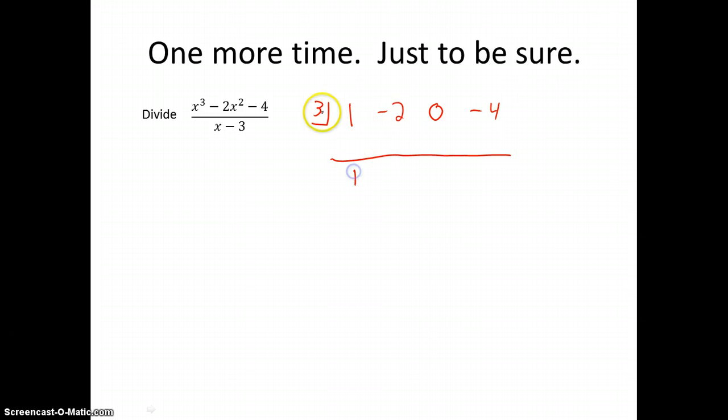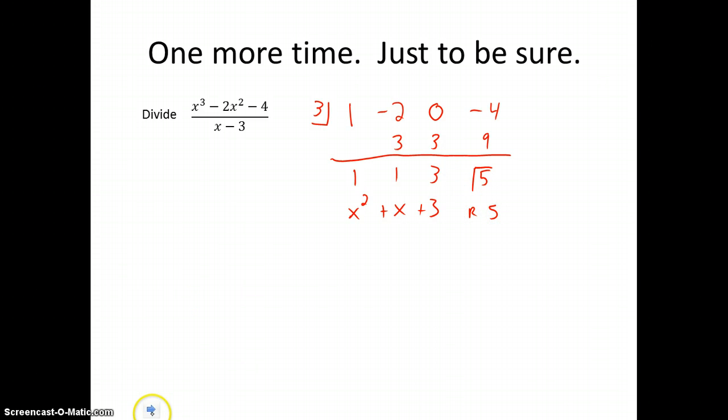Bring down our 1. Multiplied by 3 is 3, minus 2 is 1, times 3 is 3 again, plus 0 is 3, times 3 is 9, minus 4 is a remainder of 5. So the result of this, the answer to this problem, is 1x squared, plus 1x, plus 3, and the remainder is 5.